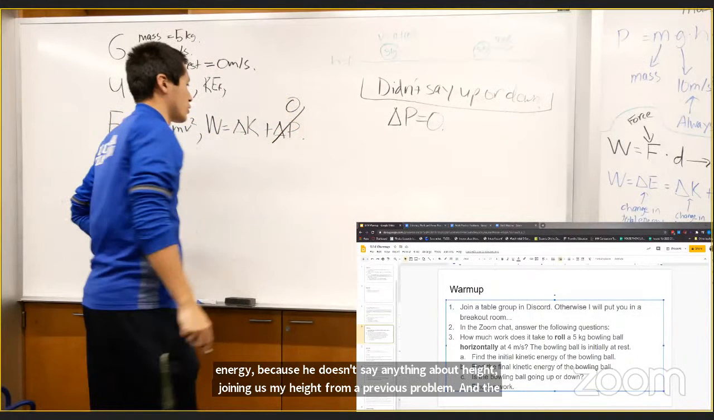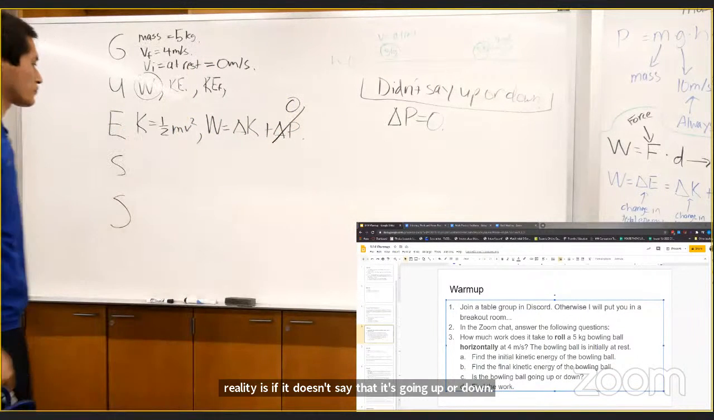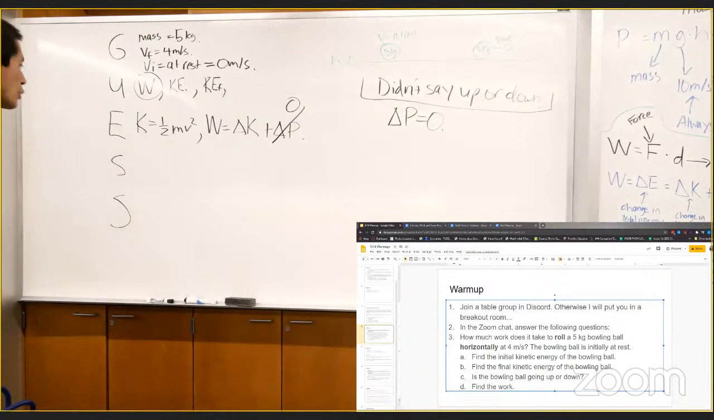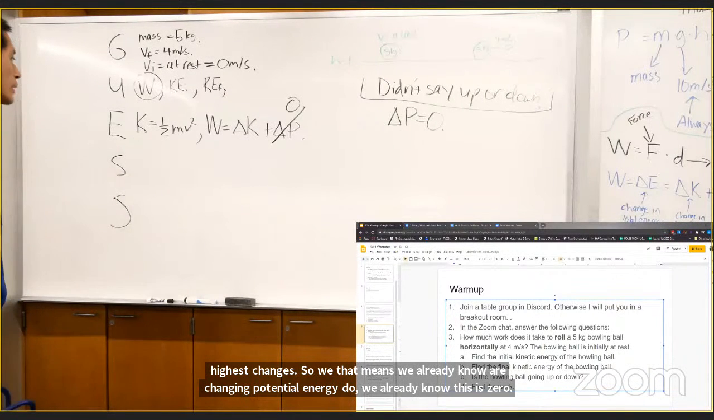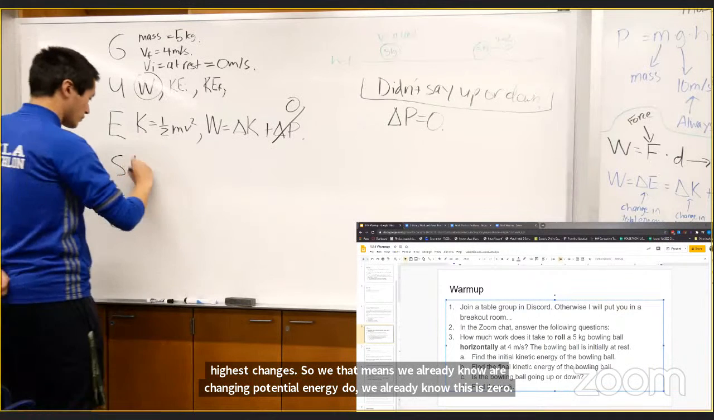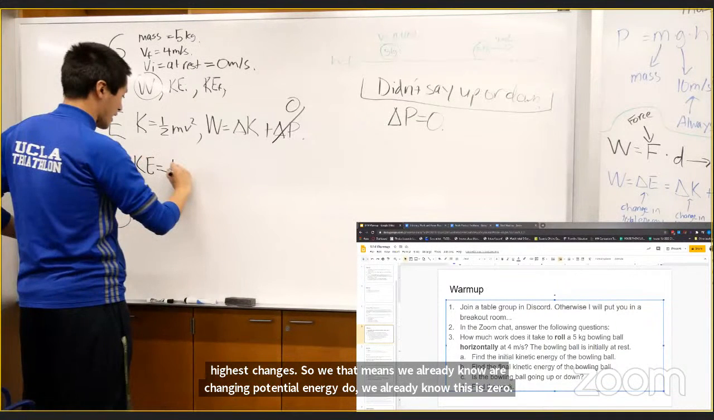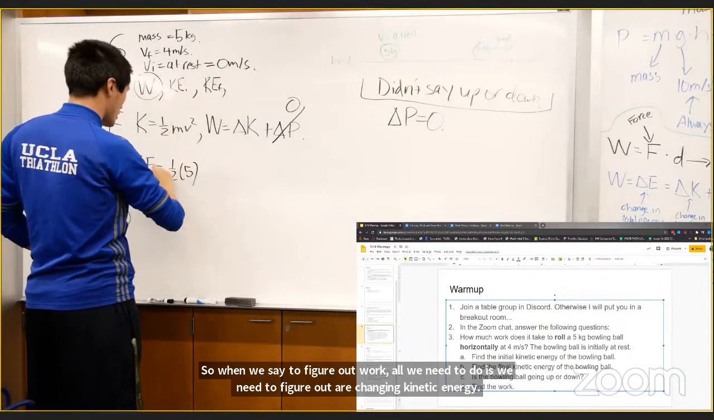So to figure out our work, all we need to do is figure out our change in kinetic energy. Okay, so right off the bat, when we substitute things, we're going to substitute our stuff in for kinetic energy. So our initial kinetic energy relates to our initial velocity. So this is 1/2 times mass, which is 5, times v squared. Our initial velocity for initial kinetic energy is 0.